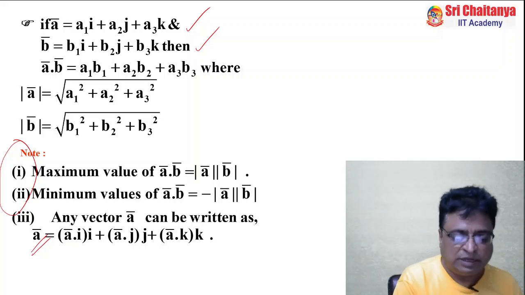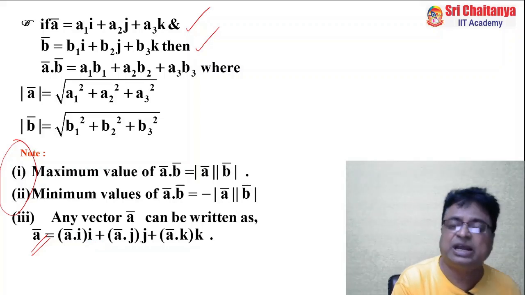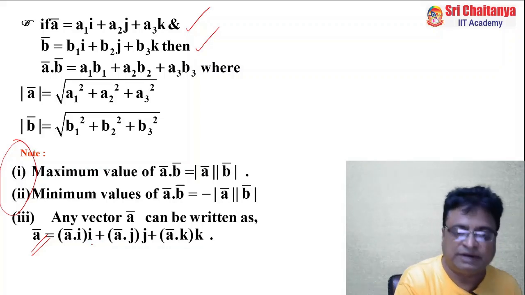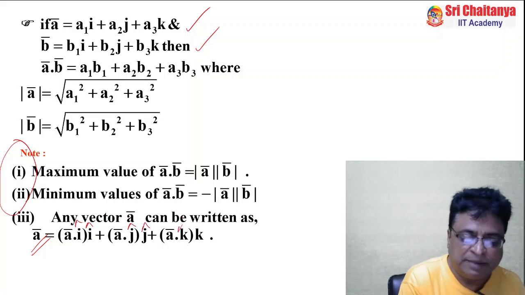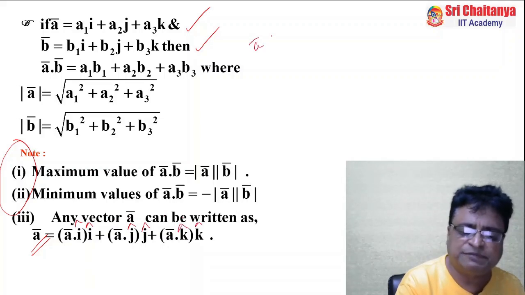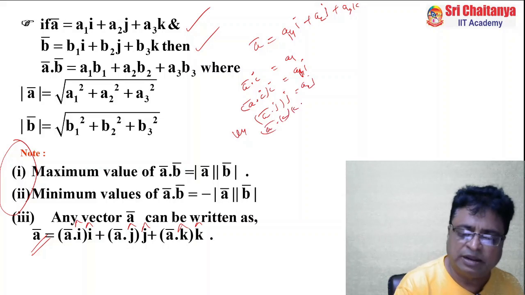So any vector A bar can be written as A bar dot i into i plus A bar dot j into j plus A bar dot k into k. Here i, j, k mean unit vectors, not ordinary vectors. Concept is very simple. Suppose A bar is equal to a1i plus a2j plus a3k, what is A bar dot i? A bar dot i is a1. What is A bar dot i into i? That is a1i. Similarly, A bar dot j into j is equal to a2j. A bar dot k into k equal to a3k.